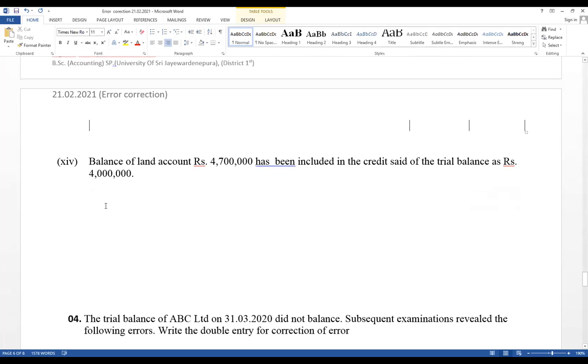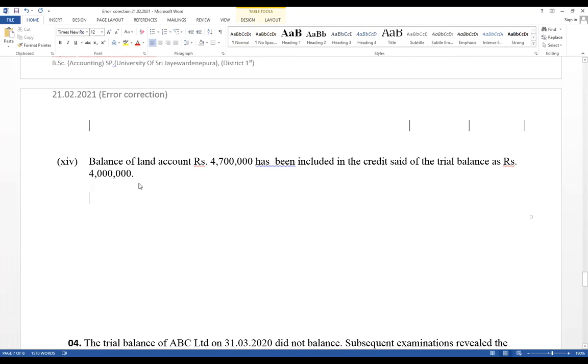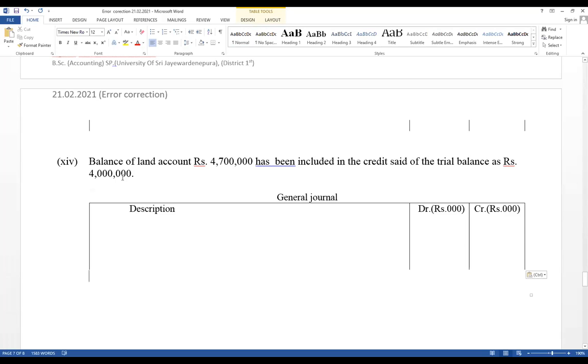Think what, last one. Think what would be the answer. Balance of land account 4700 has been included on the credit side of the trial balance as 4000. Side and amount are both not correct. Normally land is an asset, should be included on the debit side, but it has been recorded on the credit side.